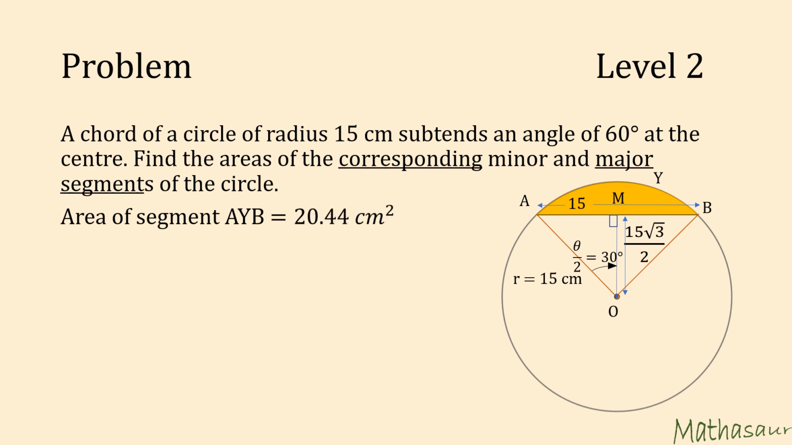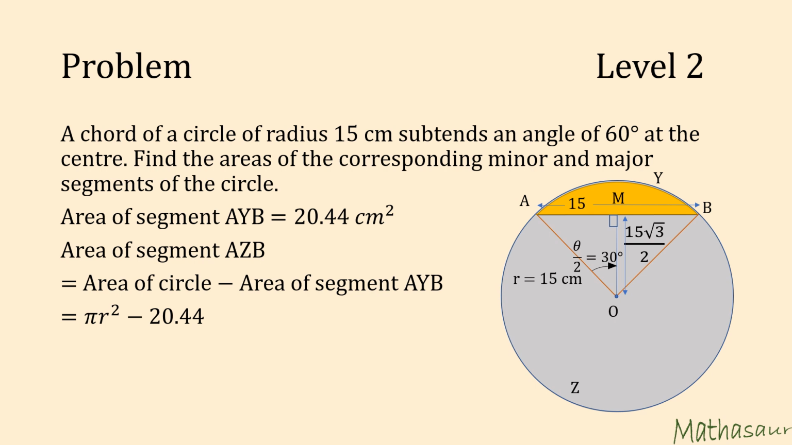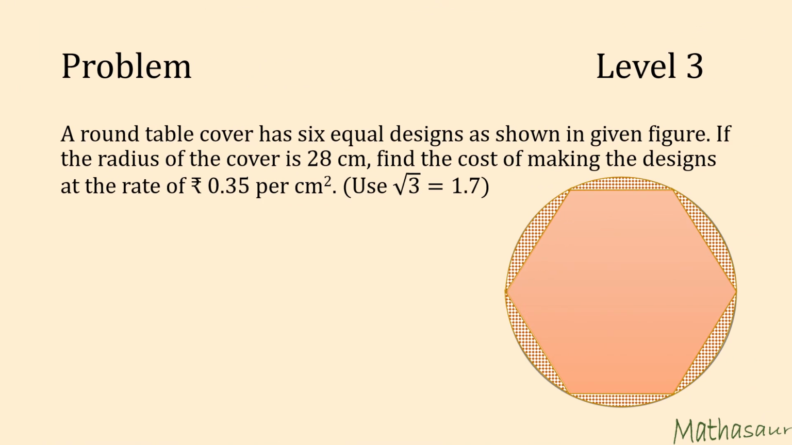Now we have to find the area of the corresponding major segment also. So let us take another point Z. We have to find the area of the grey region, the segment AZB. Now this would be equal to area of the circle minus area of the segment AYB. Let us apply the formulae, substitute the values, and area of segment AZB comes out as 686.06 centimeters square. Let us look at another problem.